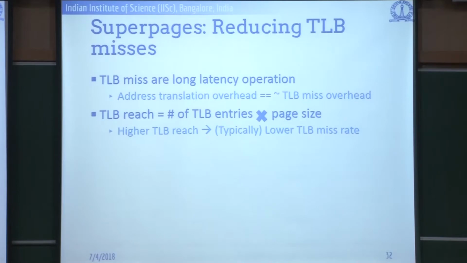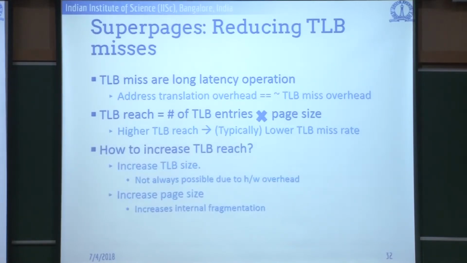Now, in that context, one terminology is called TLB reach. The TLB reach is nothing but the number of TLB entries multiplied by the page size. The obvious observation is that if you have larger and larger TLB reach, the likelihood is that your TLB miss rate will be lower, because you are keeping the mapping for a larger amount of address space, right?